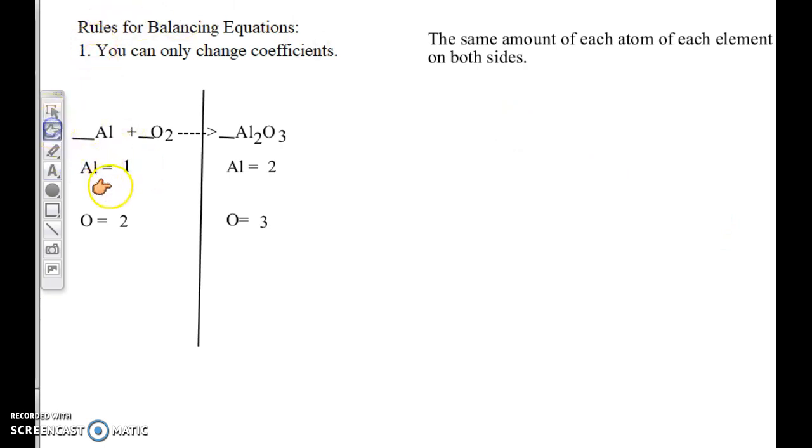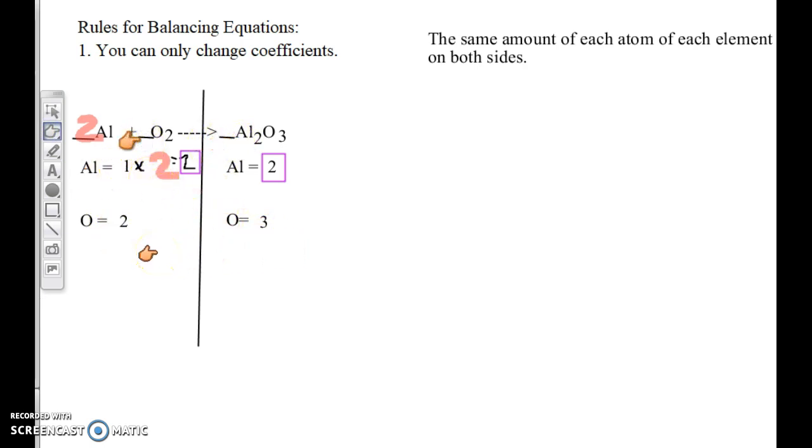So if we take a look at the aluminums, we want to go from 1 to 2. So how would we do that? We would simply say I'm going to multiply by 2. 2 would be my coefficient, and voila, I am done. Okay, but now we got to do our oxygens. I have a 2 and a 3. Now, your coefficients have to be whole numbers. I can't do like 1.5. It's got to be a whole number.